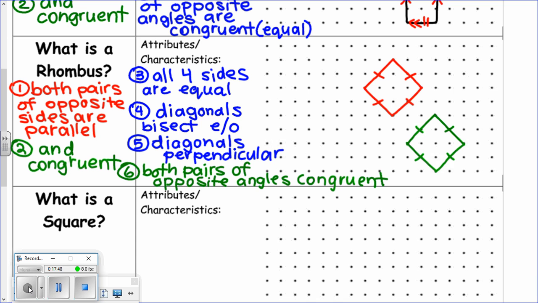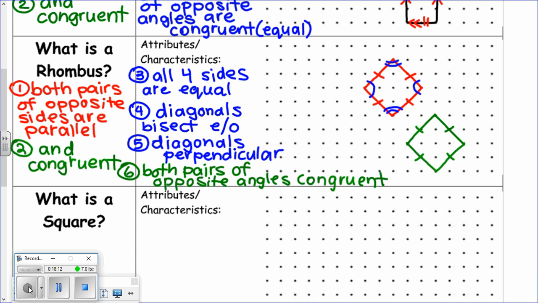So which angles are across from each other? We have this left angle and this right angle, which I can see are about the same size. They are congruent to each other. And I can see this top angle and this bottom angle are also the same size. So the angles across from each other are congruent. They are the same. Let's use the green rhombus to show our diagonals.